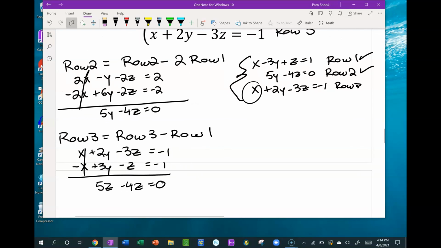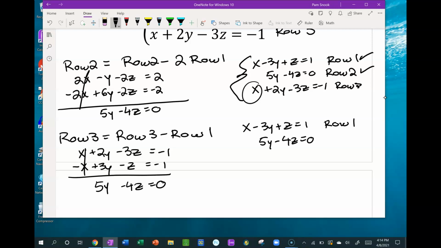Okay, let's rewrite my system. x minus 3y plus z equals 1. That's row 1. We never changed that. And then row 2. I don't know why I wrote a z there. That's a y, 5y. Row 2, I'm just copying that down: 5y minus 4z equals 0. And then here is row 3. That's now 5y. It's not 0, I'm sorry. Negative 1 and negative 1 is negative 2. It's 5y minus 4z equals negative 2. So row 1, row 2, row 3. There's my new system.